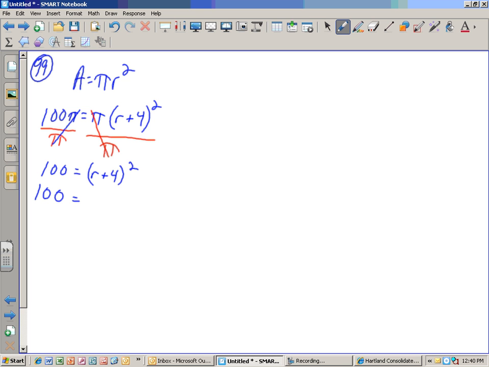We will use FOIL to square this binomial, which is r squared plus 8r plus 16. And remember we talked about when squaring a binomial, you square the first term, multiply the two together and double it, that's how we get the 8r, and square the last term to get 16. Set the equation equal to 0 by subtracting 100 from each side.